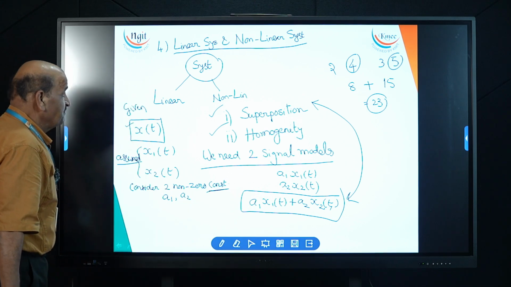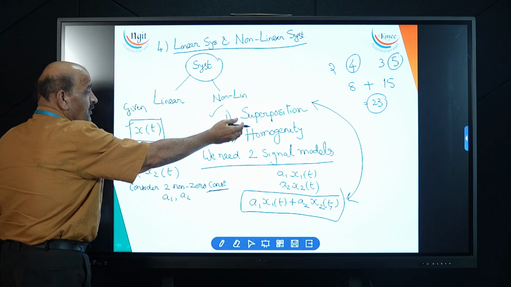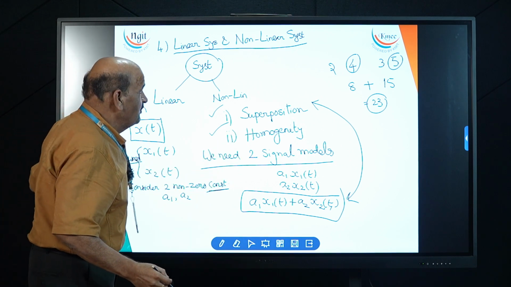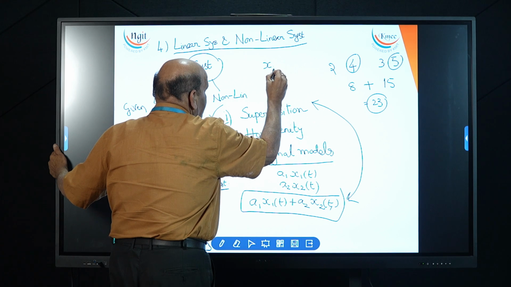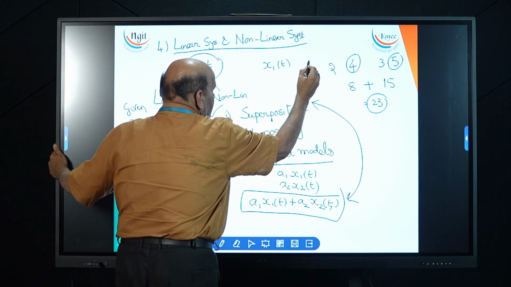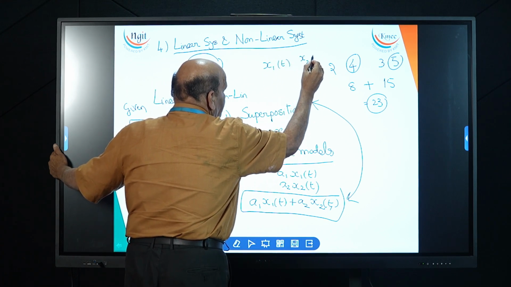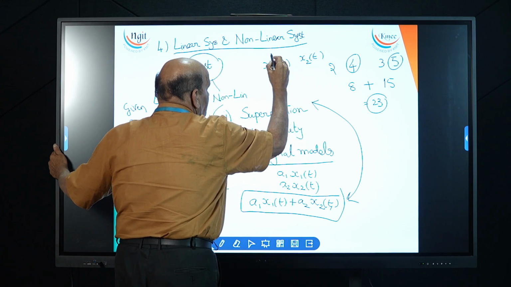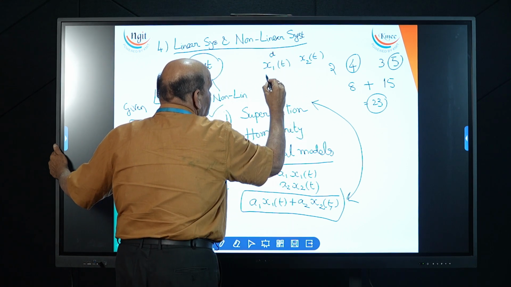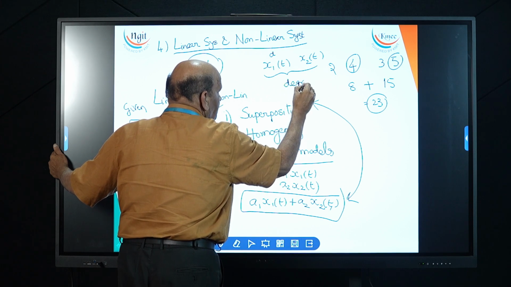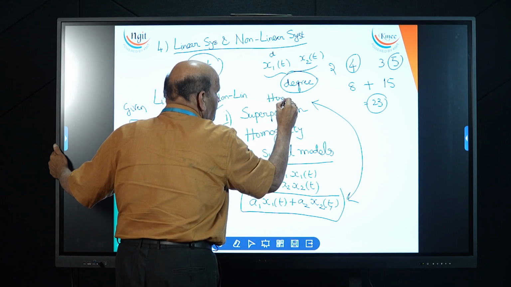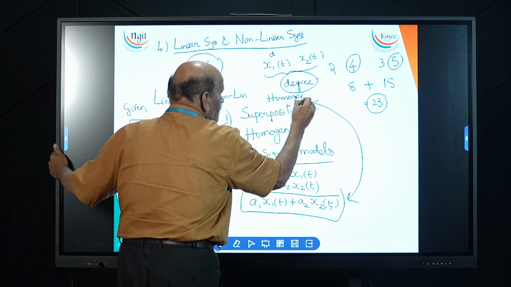Now, the second property. What is the second property? Homogeneity. What is homogeneity? What is the first signal? x1 of t. What is the second signal? x2 of t. These two signals should be of the same degree. The same degree is called homogeneity.